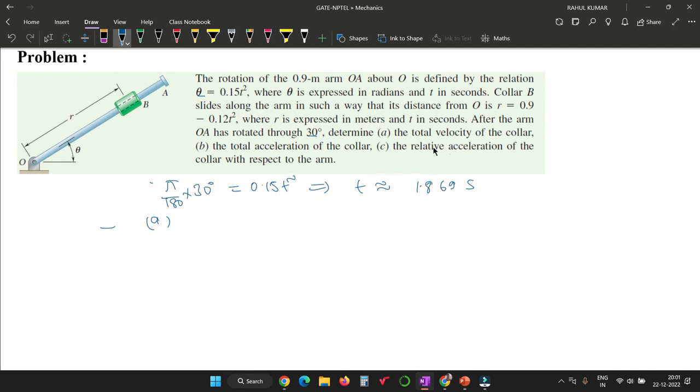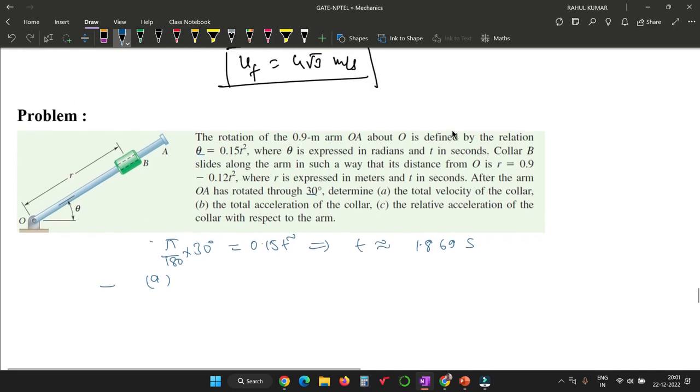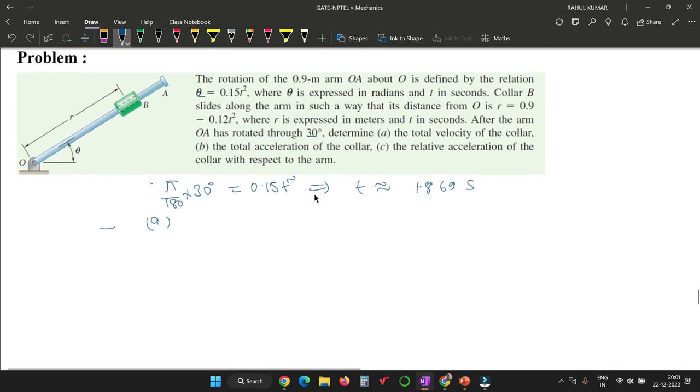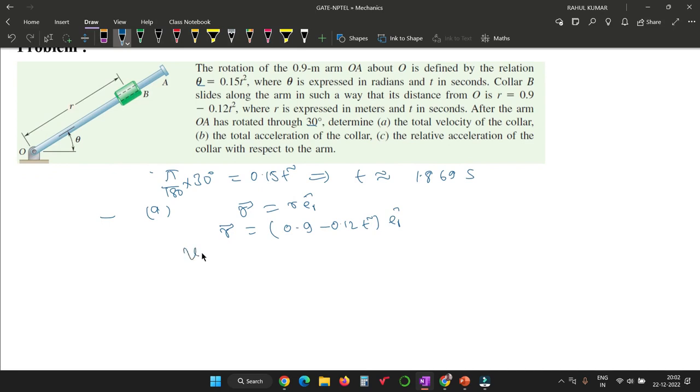Now let's move to part A. It is asking for the total velocity of the collar. I'm not going through that formula, because that formula is not so easy. If you can remember it, then there is no problem. But suppose you are not applying that formula, what will you do? The R vector equals R e_r, with R given as 0.9 minus 0.12 t square. To find the velocity, just differentiate this, dr by dt.